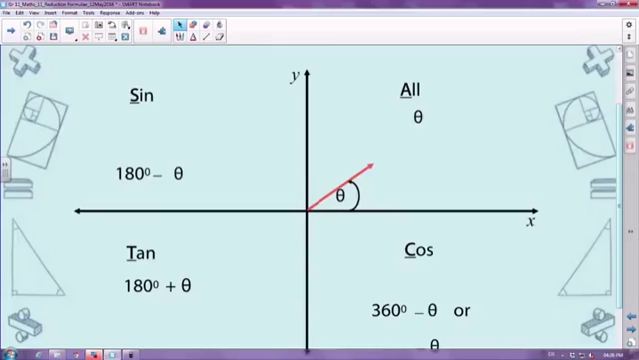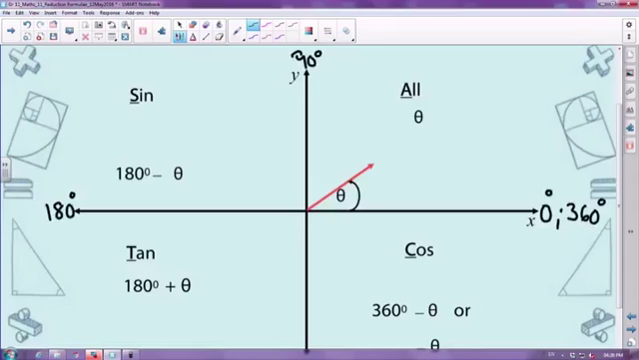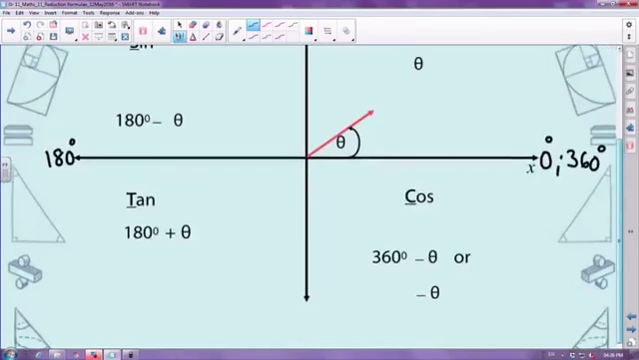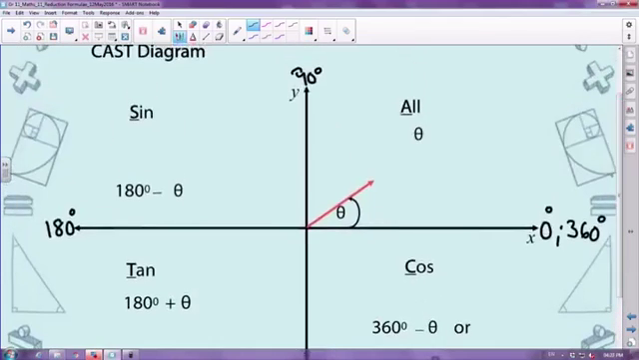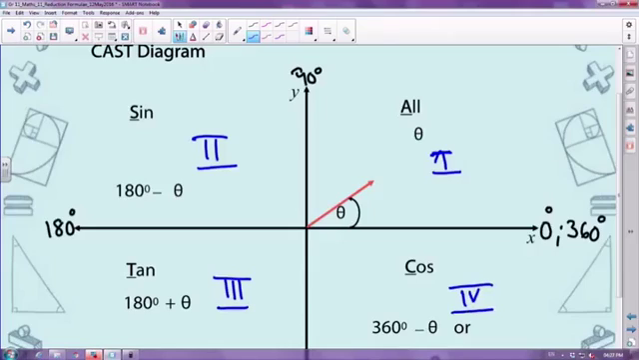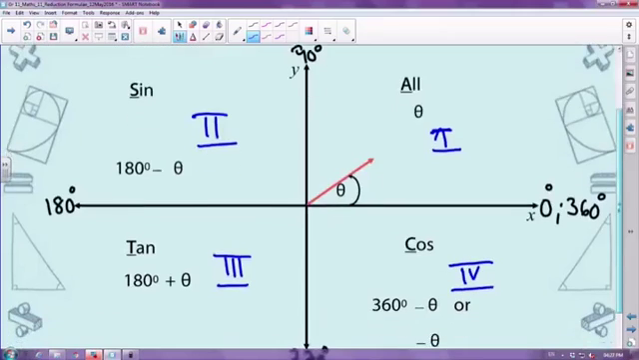And we have 0 degrees and 360 here. And then we've got 90, and then 180 degrees, and then we have 270 there. Now, guys, if you look, this is your first quadrant, this is your second quadrant, and that's your third quadrant, and this is your fourth quadrant. And we've got our CAST diagram.